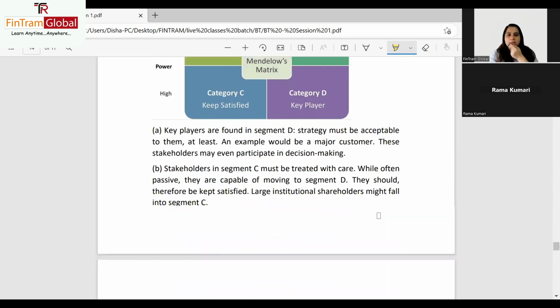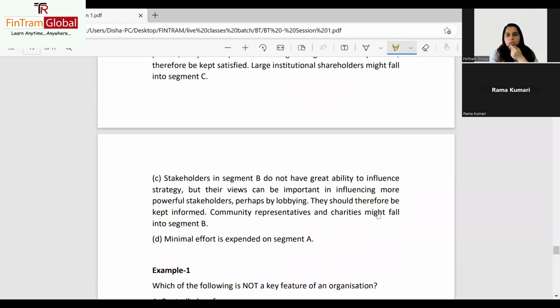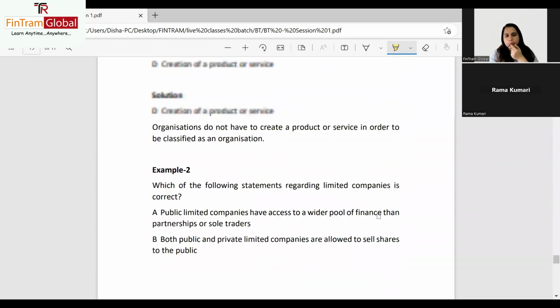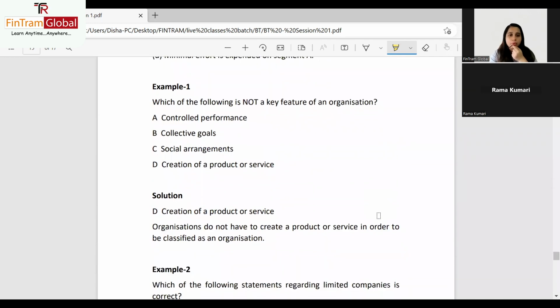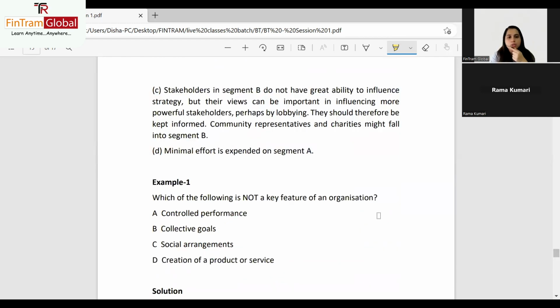Then there's the Mendelow's matrix, which we are not going to be covering now, but we will cover, of course, in the session when we actually do it. So I'll leave that for now, but we will look at a couple of MCQs. After every session, we do have some MCQs. So let's have a look at those MCQs.